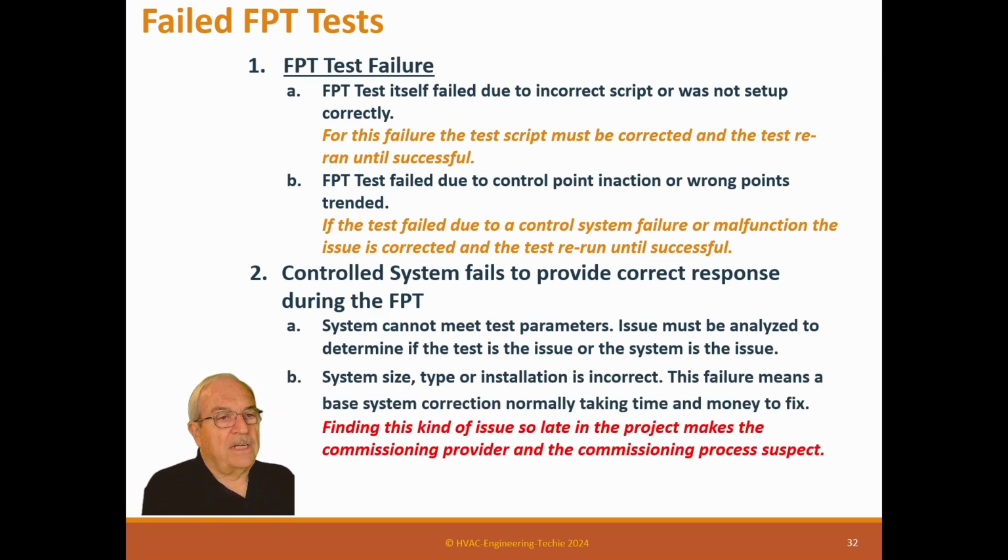Okay, system size, type, or installation is incorrect. This failure means a base system correction, normally taking time and money to fix. Finding this kind of issue so late in the project makes the commissioning provider and the commissioning process suspect. What I'm talking about here is that you get into a test and the system is not capable of doing anything to prove functionality. It just doesn't work. I'll give you an instance.